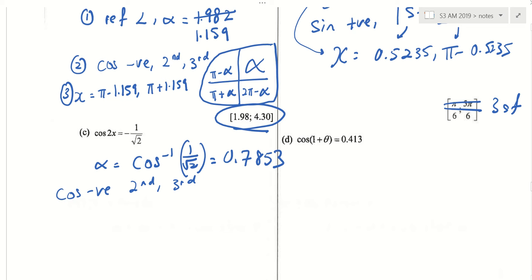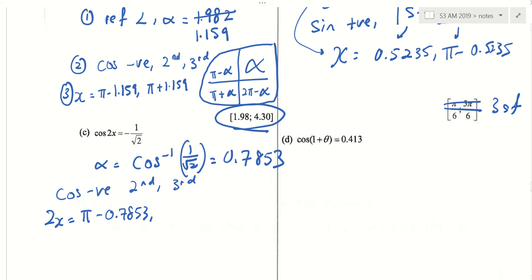2x correct. Do you understand 2x? So Junyang, copy down this angle and write it down. So you must write down 2x equals to what? Junyang, try. Second quadrant, what do I do? Pi minus this, right? So I write pi minus 0.7853. Okay. What's the next one?